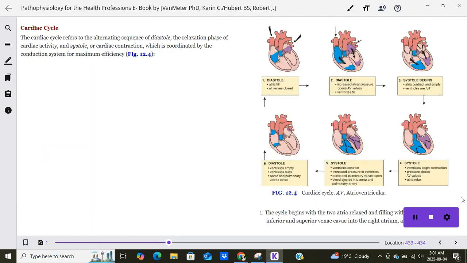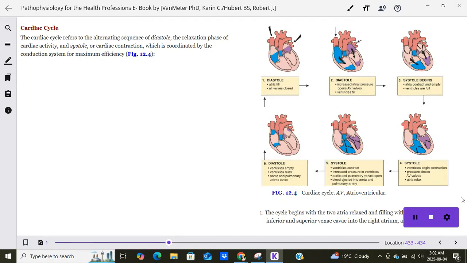Cardiac cycle. The cardiac cycle refers to the alternating sequence of diastole, the relaxation phase of cardiac activity, and systole, or cardiac contraction, which is coordinated by the conduction system for maximum efficiency. Fig 12.4 Cardiac cycle. AV, atrioventricular.